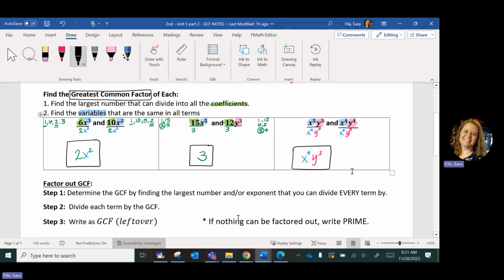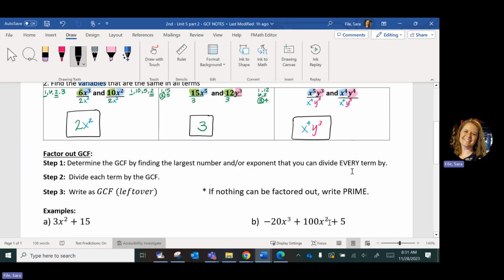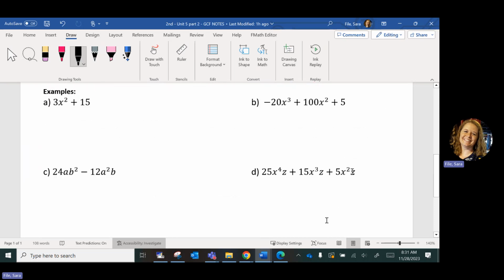Okay. Now, if there is nothing that can be factored out, then we're going to say that it's prime. Can't be factored. Okay. So we're going to do the same thing, except we're actually going to write what we're left with. We're going to write the factored form of the expression.